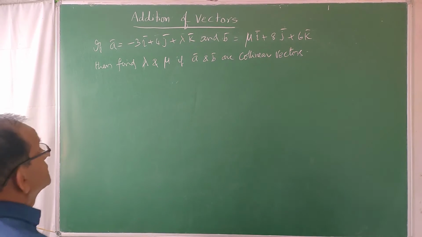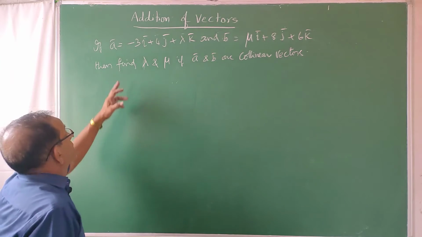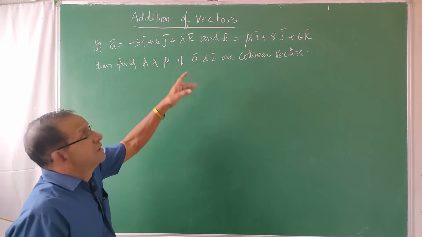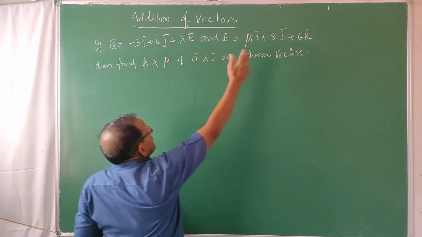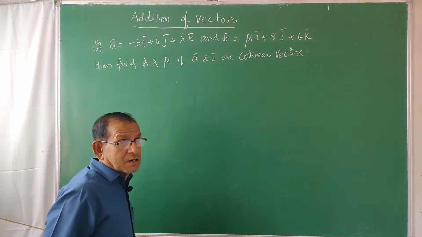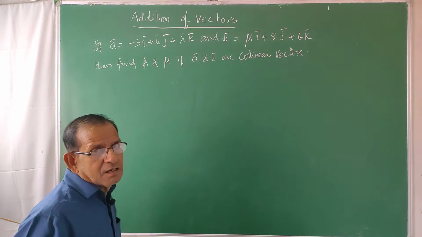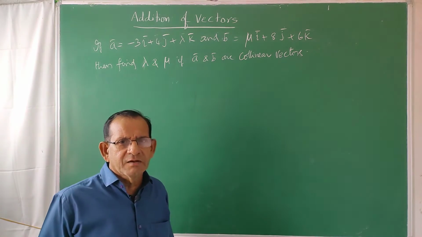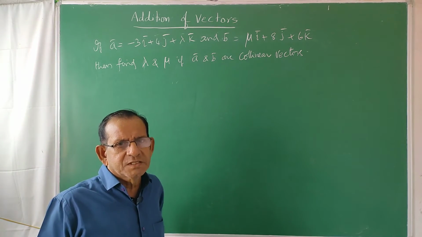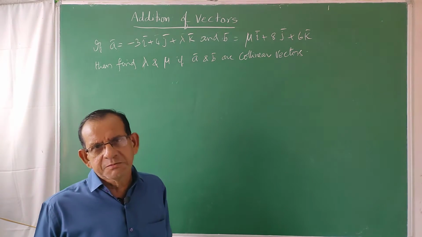Now see this question. Here there are two vectors a bar and b bar. In this one there is an unknown, in the other one also there is an unknown, they are lambda and mu, and it is given that those two vectors are collinear vectors, meaning they are parallel vectors. Whenever two vectors are parallel, their coefficients must be proportional.